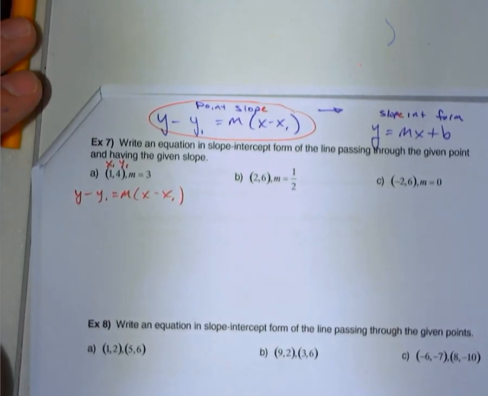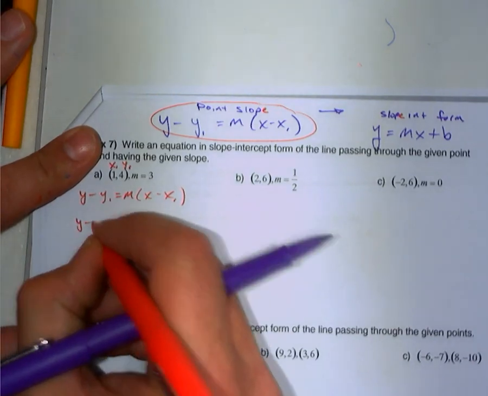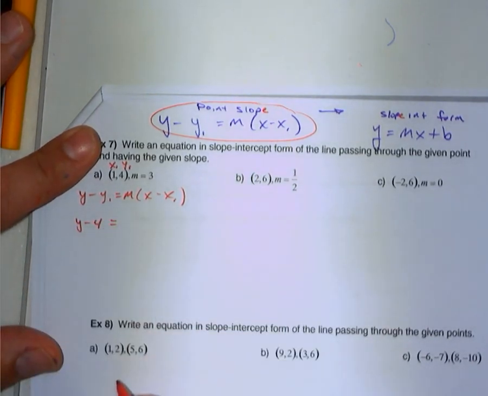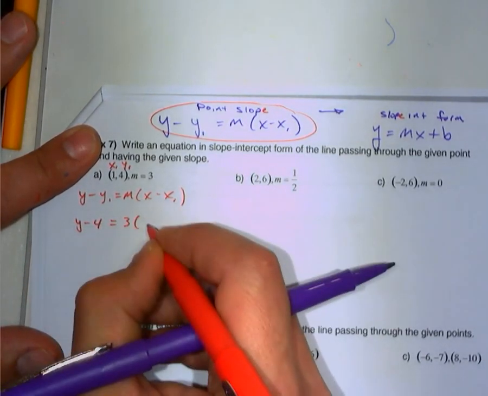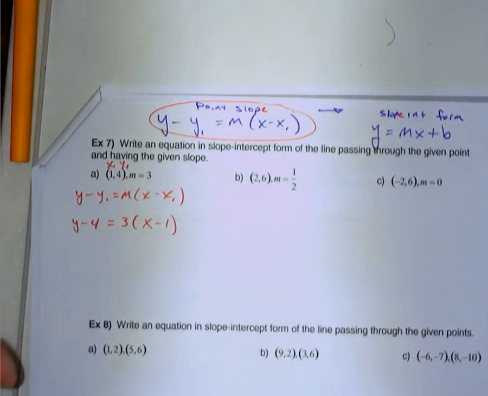All right, who can plug that in for me? Somebody other than Jake. Plug it in. Ivan, what do you got, bud? Y minus 4 equals 3 times the quantity x minus 1. Perfect.